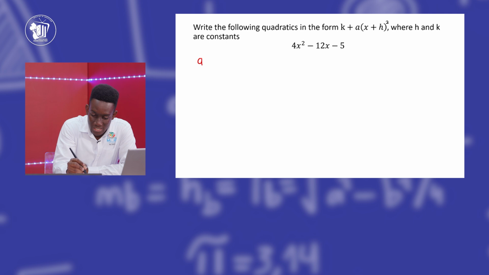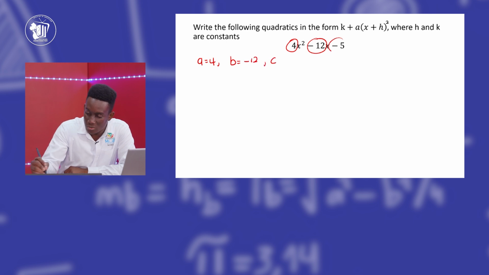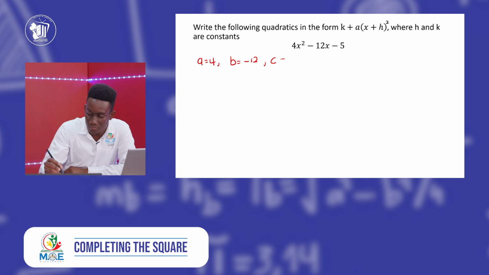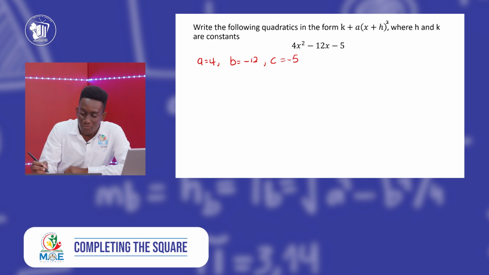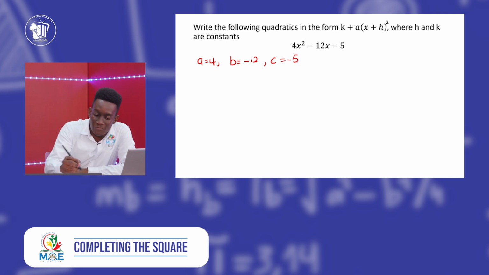So in this case, we see a is equal to 4. We see b is equal to negative 12. And we see c is equal to negative 5. So now that we have our values for a, b, and c, now let's find our value for h.